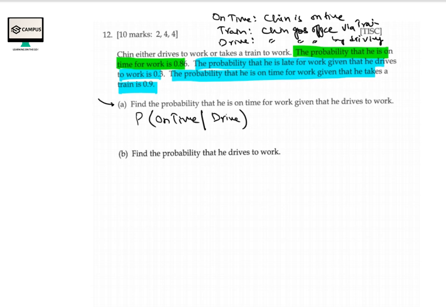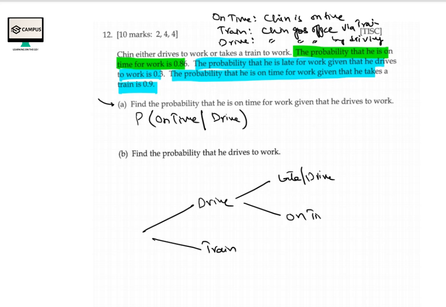So the triggering event is whether he drives or takes a train. So he can either drive or he can take a train. We don't know the individual probability of either driving or taking a train, so let's keep it as it is. However, if he drives, then he can either be late or he can be on time, right? So late, given that he drives, or on time, given that he drives.